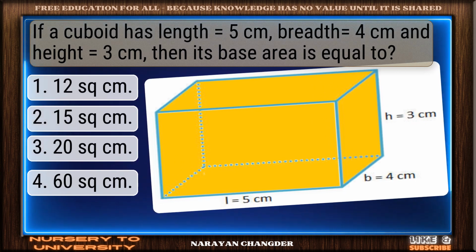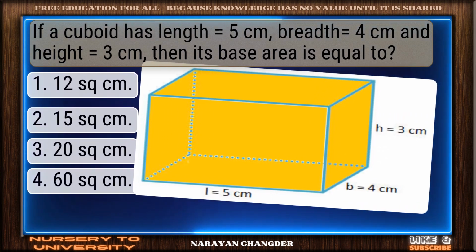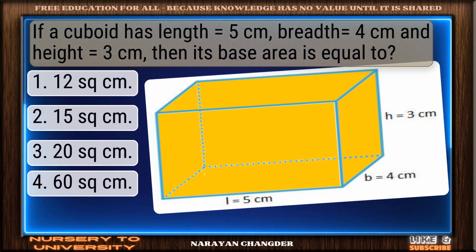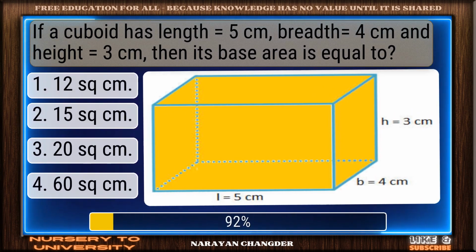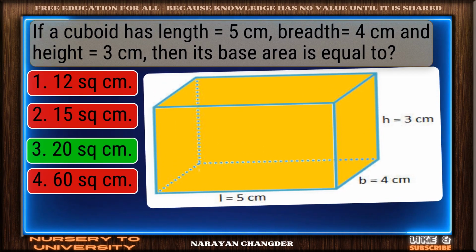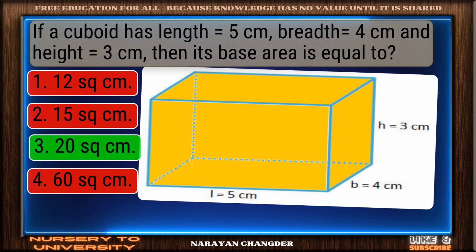If a cuboid has length equal to 5 cm, breadth equal to 4 cm and height equal to 3 cm, then its base area is equal to. Great job! 20 cm is the accurate answer.